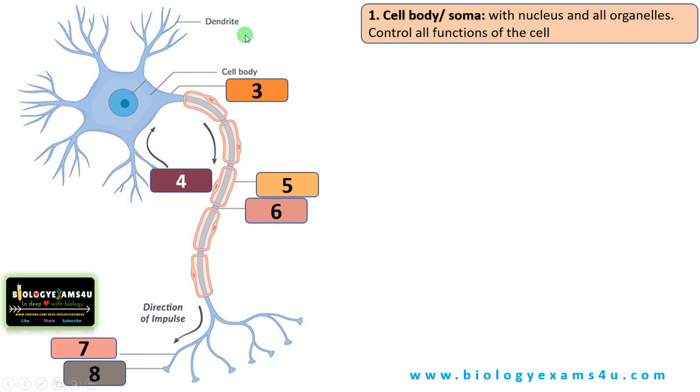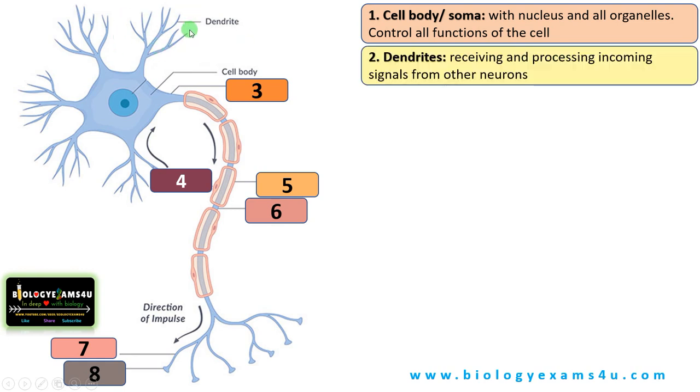Then the second structure is called the dendrites. Dendrites are fine branches that receive and process incoming signals from other neurons. As you see, these are fine branches, and the diameter varies throughout. Incoming signals may be either excitatory, that means they tend to make the neuron fire or generate an electrical impulse from the cell body, or inhibitory, that means they keep the neuron silent or prevent it from generating an electrical impulse.